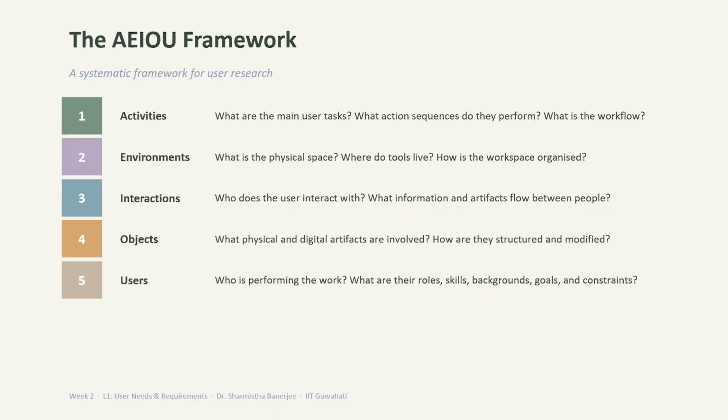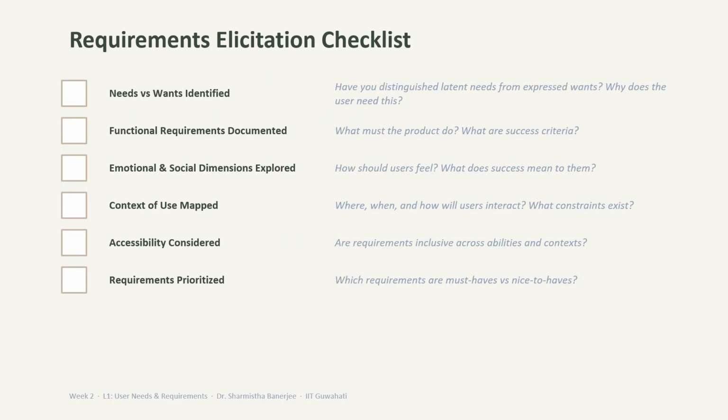So in order to do all of these, I will be using the AEIOU framework, because people will be able to articulate them and I will be able to observe them when I am trying to observe in terms of the activities, the environments in which they are doing it, the interactions that they are having with the people or the objects that they use for performing the activities, or the environment in which they are, the objects and the users involved. So when we are trying to do this particular research, we should always have a requirement elicitation checklist.